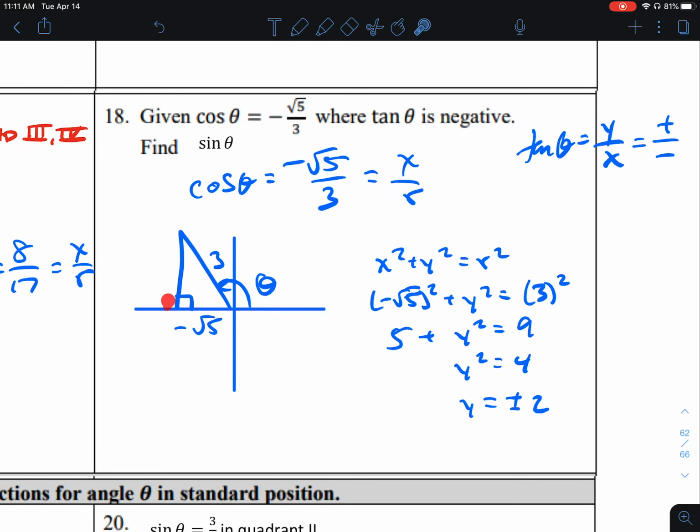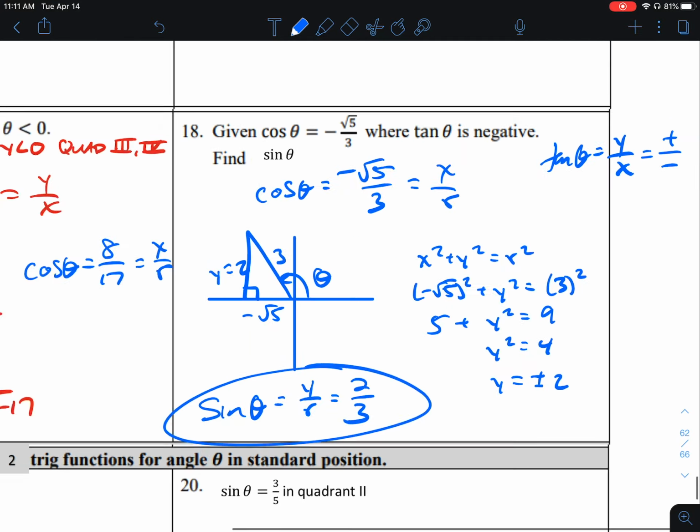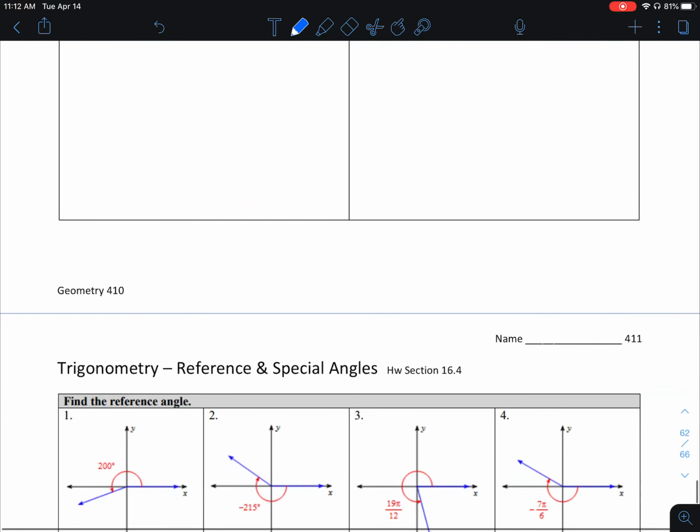So what is y? Is it plus or is it minus 2? Well, it's positive 2 for a couple reasons. 1, we already established it has to be positive. 2, we're going up. 3, we're in quadrant 2. Those are all reasons why it has to be positive. The question is, what is sine of theta? Sine is y over r. That's 2 over 3. All right, we're getting close.